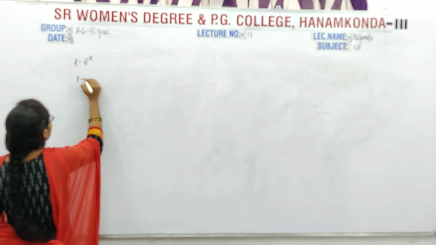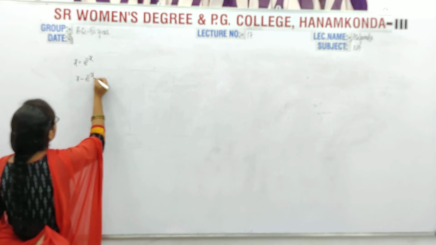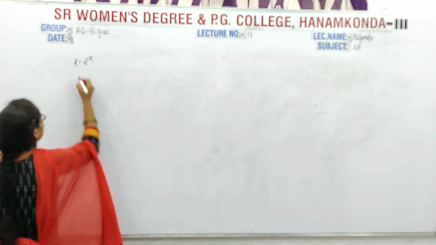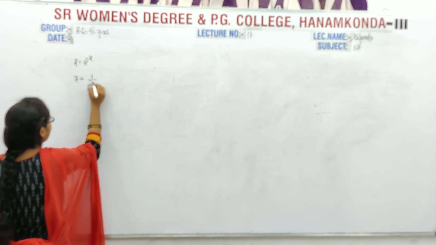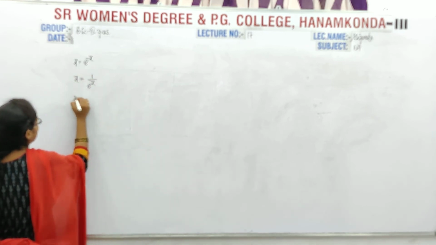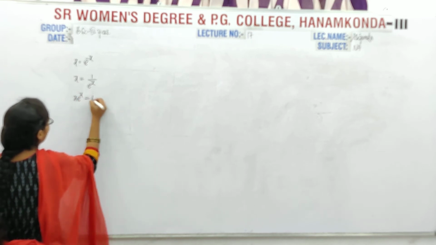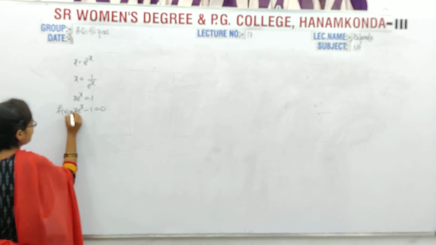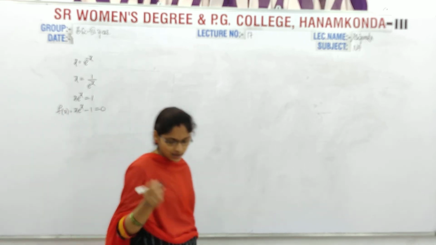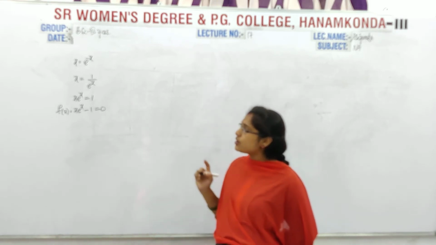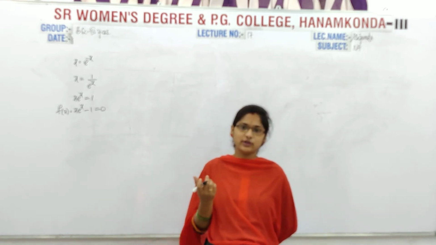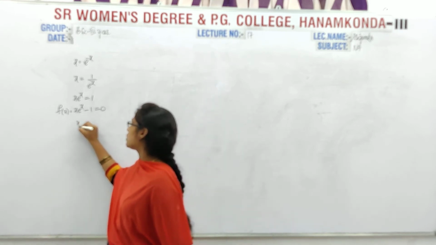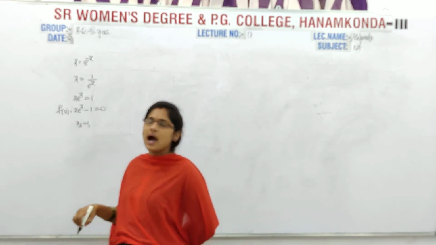Now what we get? x minus e power minus x. Otherwise see here clearly, x equal to 1 by e power x. Now cross multiplication: x into e power x minus 1 equal to 0, and this is nothing but f of x. Now you will get the confusion about which value we have to take as x naught. So simply I am checking that x naught is equal to 1 according to the previous applications.